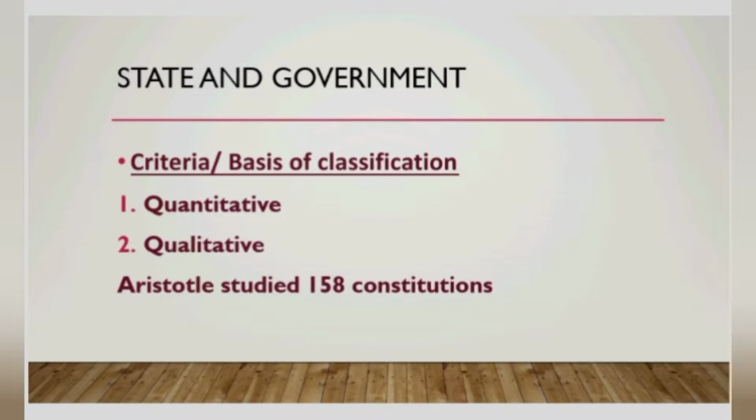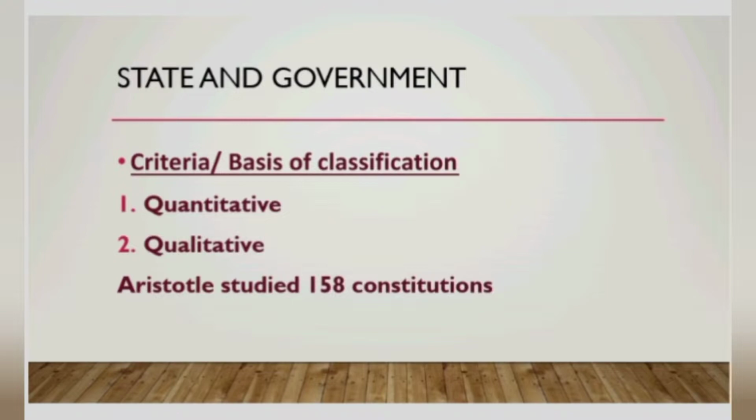But the criteria and basis of classification which Aristotle presented: Aristotle basically classified states on the following two bases. One is quantitative classification and the other is qualitative classification, right? Quantitative classification is the number of those in which the sovereign power is vested. On the quantitative side, Aristotle talks about the number of people who are ruling. Whether one person is ruling or how many people are ruling, it defines with whom and in whom the sovereign power is vested.